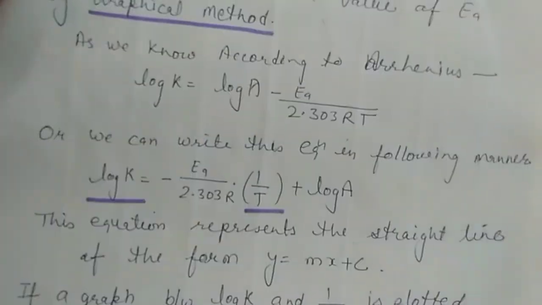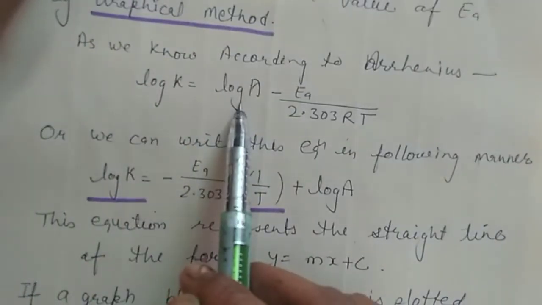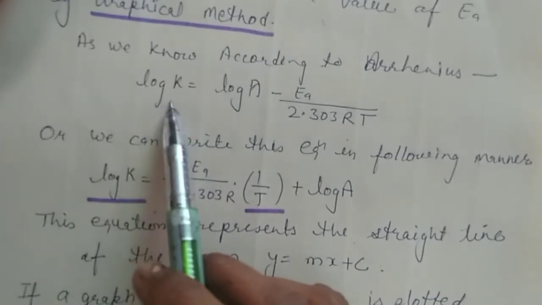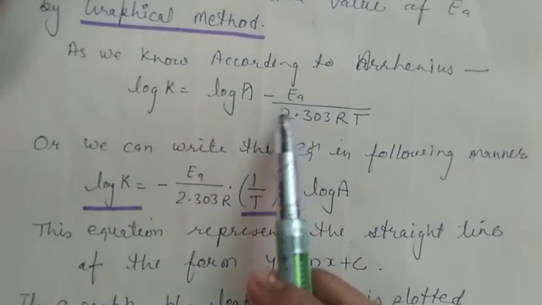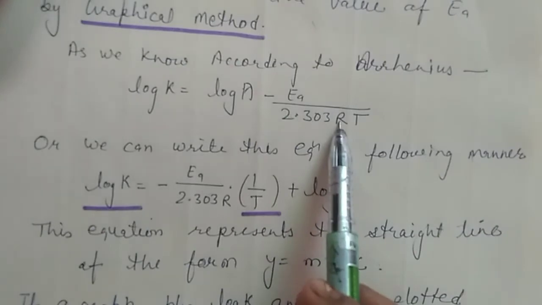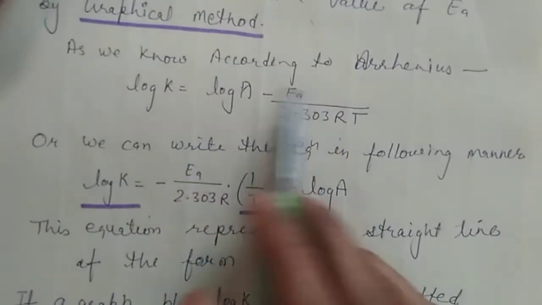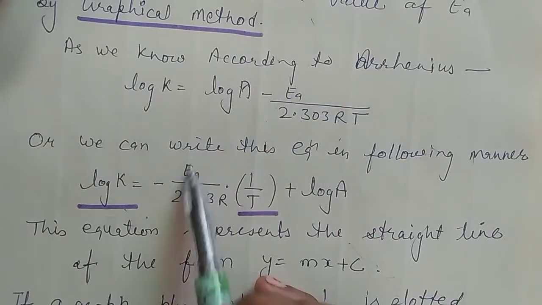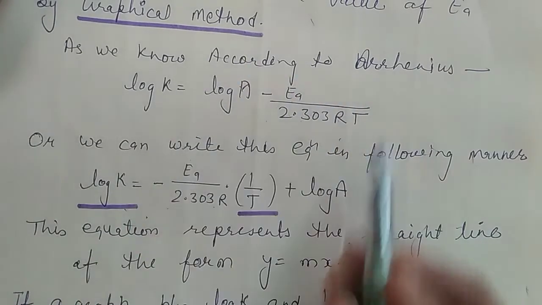Okay, we know this is the Arrhenius equation, the second form of the Arrhenius equation, that was log K is equal to log A minus EA upon 2.303 RT. We can also write this equation in another way, like log K is equal to minus EA upon 2.303 RT plus log A.